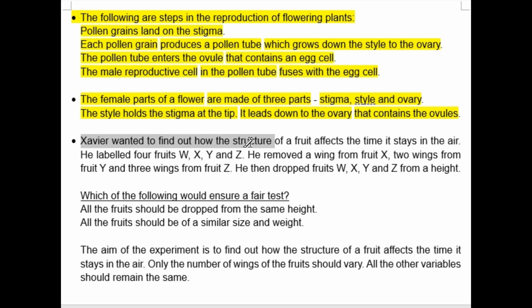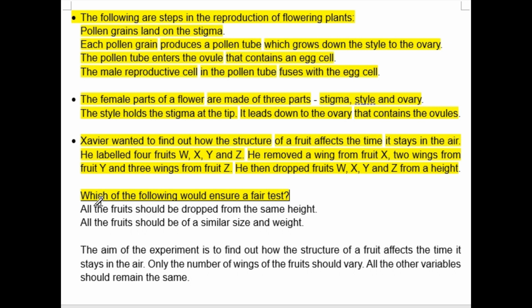Xavier wanted to find out how the structure of a fruit affects the time it stays in the air. He labeled 4 fruits W, X, Y, and Z. He removed a wing from fruit X, 2 wings from fruit Y, and 3 wings from fruit Z. He then dropped fruits W, X, Y, and Z from a height. Which of the following would ensure a fair test?